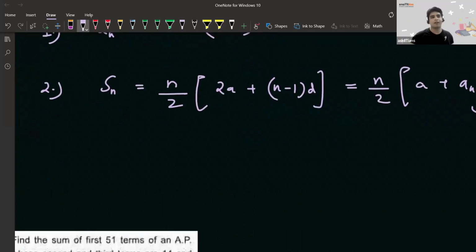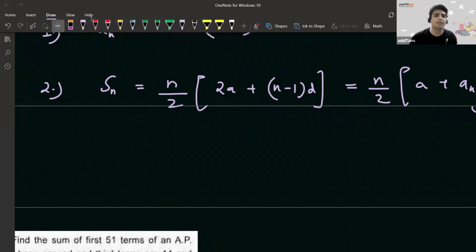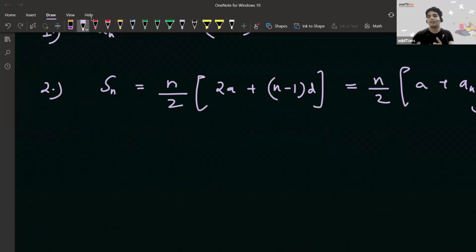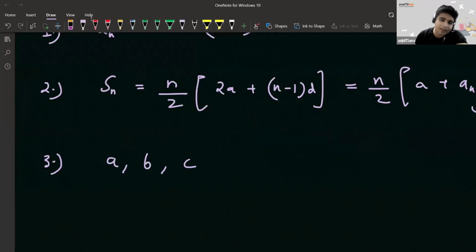That is not all, everyone. Now your teachers in school must have just taught you these two formulas, and they would have said that you are good to go. But no, you are not good to go, everyone. It's good that you remember some extra formulas, not extra formulas per se, but when you solve questions, you have to remember these. If you remember these, you will be able to solve questions in an instant.